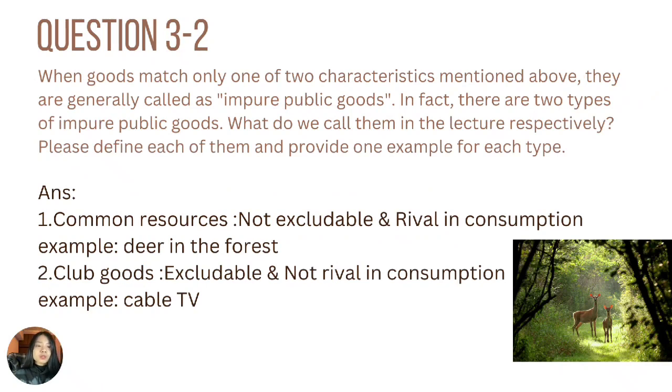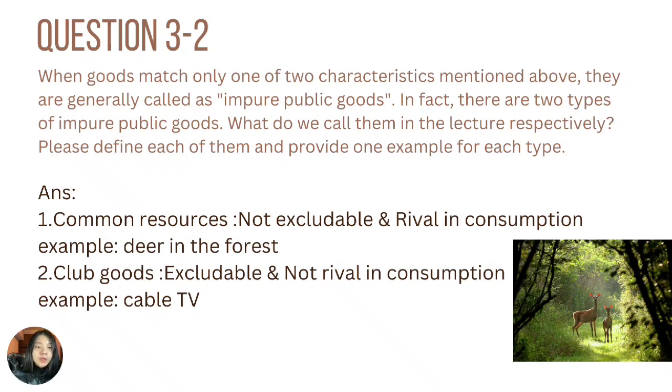And the second question, if a good matches only one of the two characteristics, it is called an impure public good. There are two impure public goods, which are common resources and club goods respectively. For common resources, they are not excludable and rival in consumption, for example, deer in the forest or fish in the ocean. As for club goods, they are excludable and not rival in consumption.